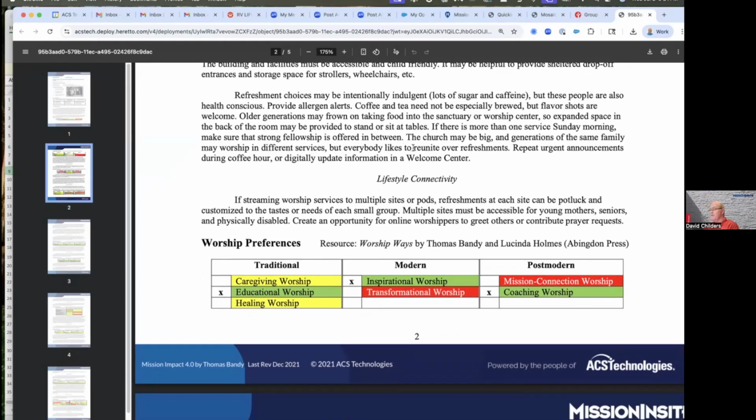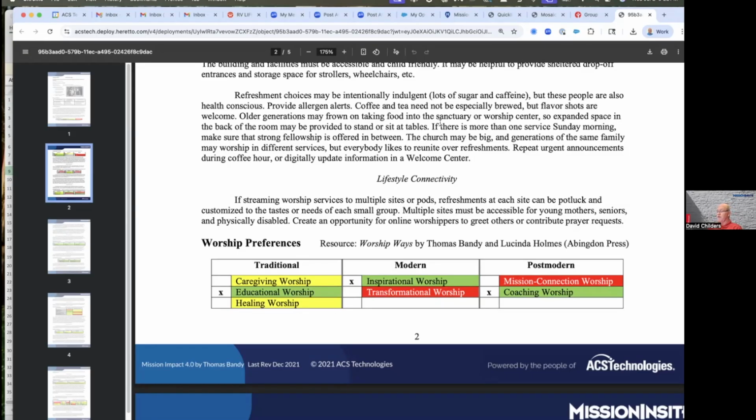So I might do that too. If there's more than one service on Sunday morning, make sure the strong fellowship is offered in between those two services. Church is big. Generations of the same family may worship in different services. I will guarantee you, my wife and I will go to a more traditional service than our two kids and their kids. Guarantee it.